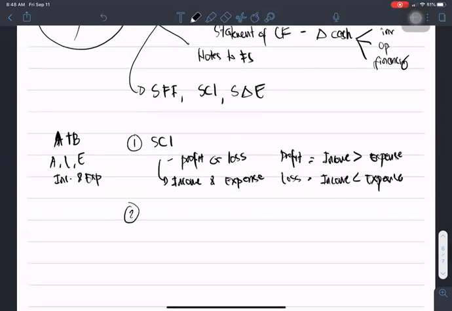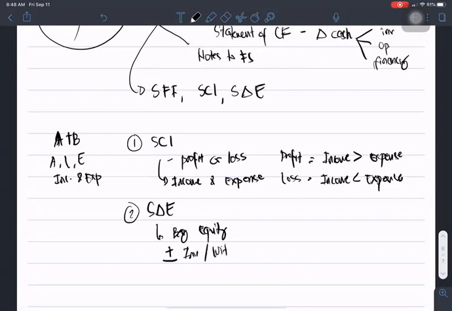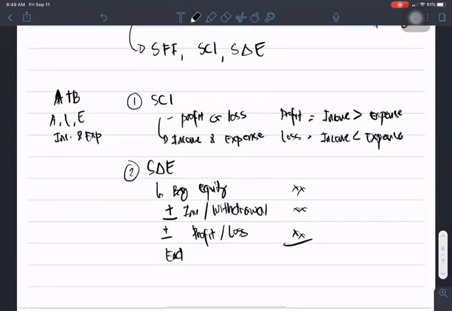The second statement that you need to prepare is the statement of changes in equity. Your statement of changes in equity shows the following. So beginning equity, plus or minus any investments or withdrawal, plus or minus any profit or loss. We have your ending equity.